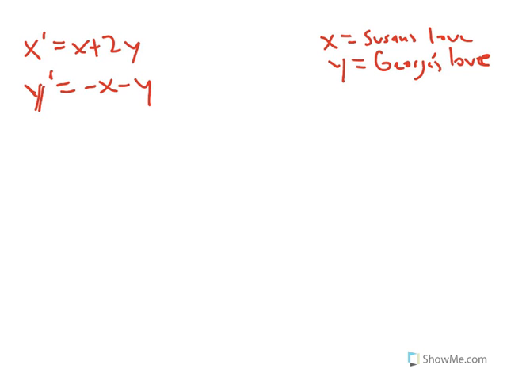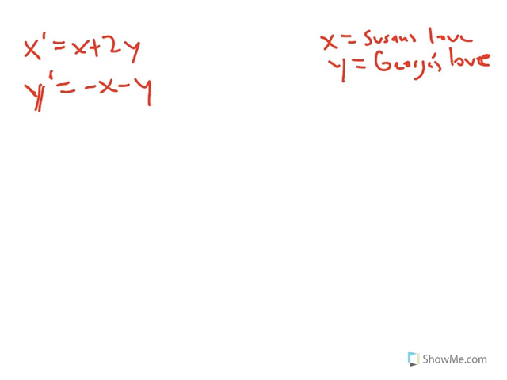consequently a positive x prime would indicate that Susan's love for George is growing stronger, and a negative x prime would mean that she is growing more and more distant from George. And same goes for George's y equation. Now, what do these equations physically represent?